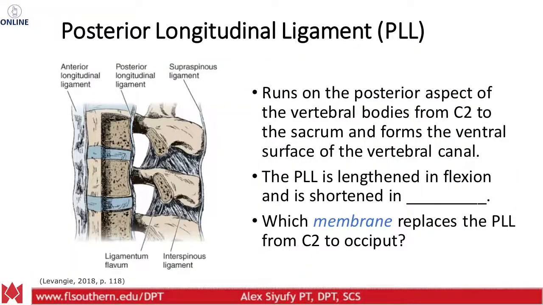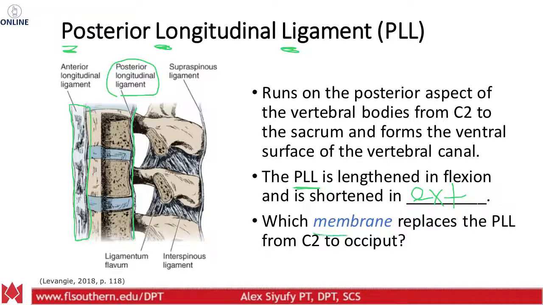Then on the other side of the vertebral body is the posterior longitudinal ligament, the PLL, so you can see it right there as it travels down. This gives you a good appreciation for the thickness of the posterior longitudinal as compared to the anterior longitudinal ligament. But the PLL, because it's on the posterior side, is going to be lengthened in flexion and shortened as it gets into spinal extension.